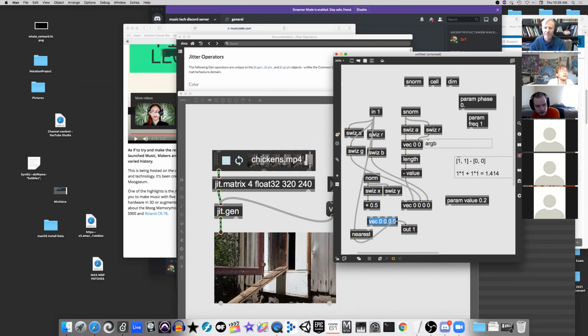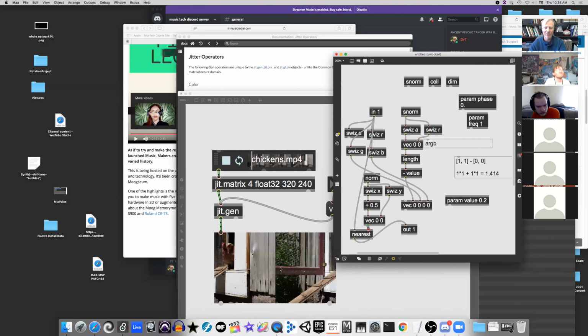Wow, you just made this make so much more sense to me. This nearest object. Pack up the vec here. So now I've got the x and the y. Well, you say that now, but let's make sure this works.